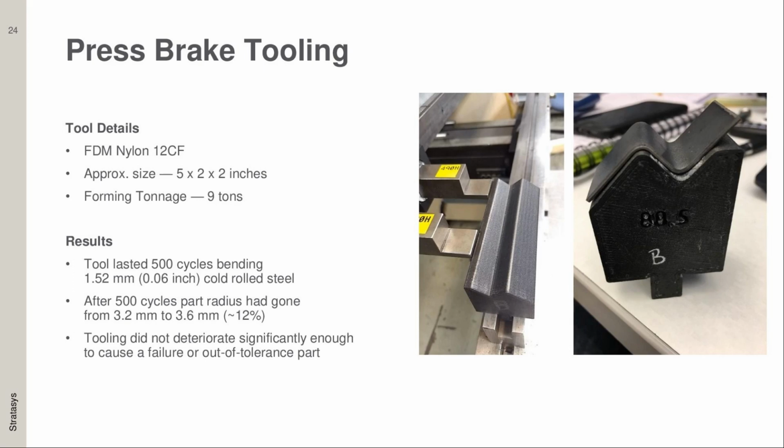The first one is a press brake tool. This was printed out of Nylon 12 CF. The approximate size is 5 by 2 by 2 inches, and the forming tonnage is 9 tons of pressure applied. We ran this tool for 500 cycles using 1.52 millimeter cold rolled steel. After 500 cycles, the tool started to degrade slightly from 3.2 to 3.6 millimeters, so about 12% of change. But the tool didn't deteriorate significantly enough to cause any failure or out of tolerance of the part.